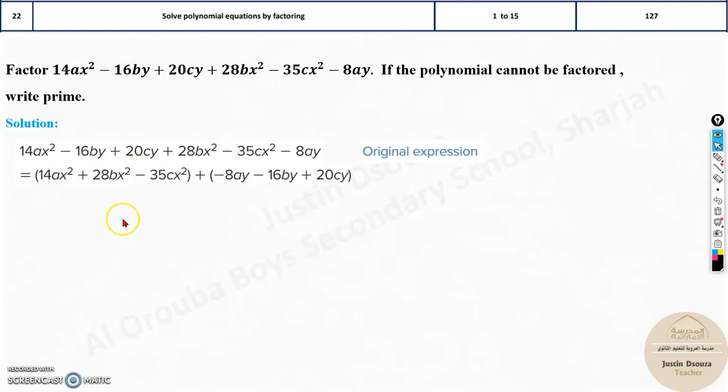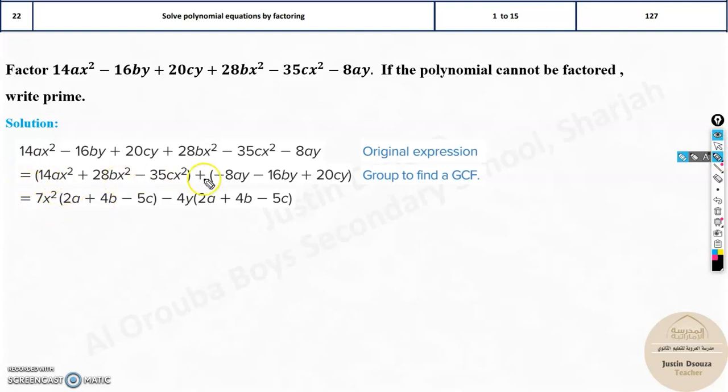Wherever x squared is there, we have grouped, and wherever y is there, we have grouped. And now remove something common out. How do you remove common? See, if you remove the 7 over here: 7 2 times is 14, 7 4 times is 28, 7 5 times is 35.